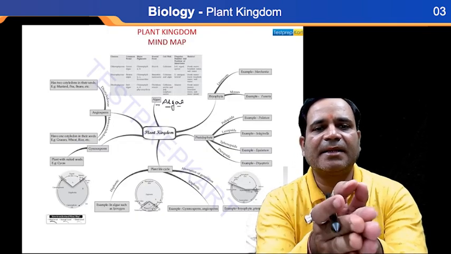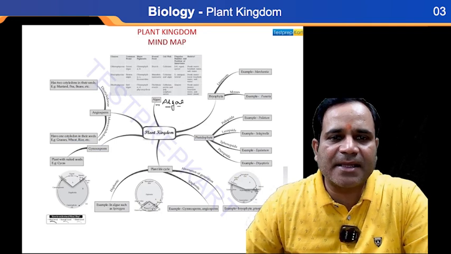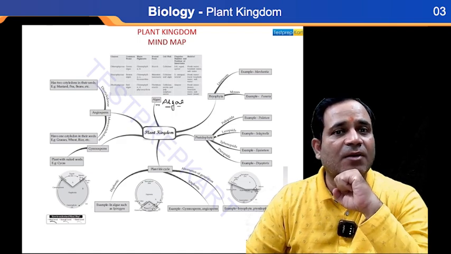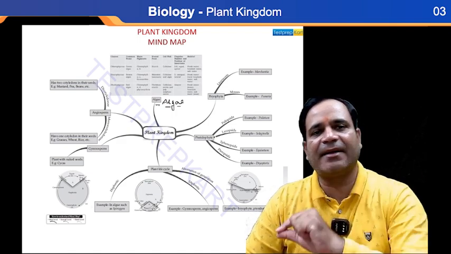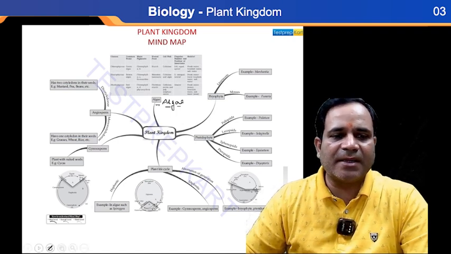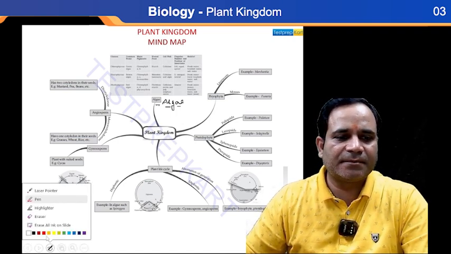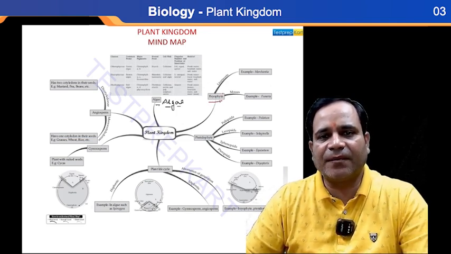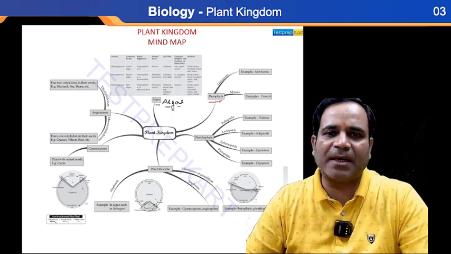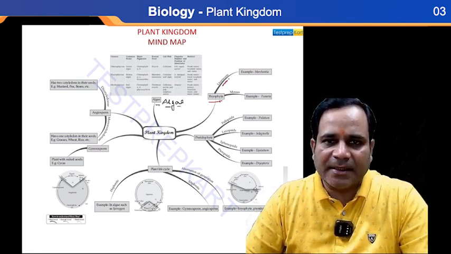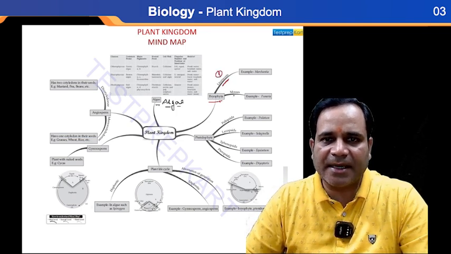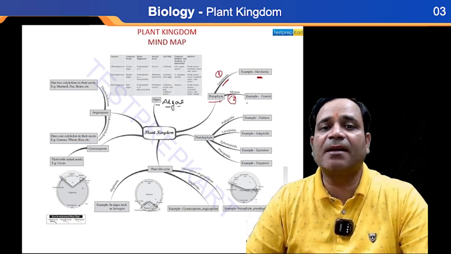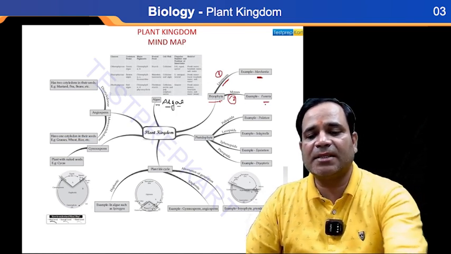See, in this way, here the algae is classified into how many parts? Three: chlorophyceae, phaeophyceae, and rhodophyceae. That is green algae, brown algae, and red algae. Clear? Now this one is bryophyta. Bryophyta is further divided into how many parts? Liverworts first, and the second one is moss, my dear. What is the example of liverwort? Marchantia. What is the example of moss? Funaria.